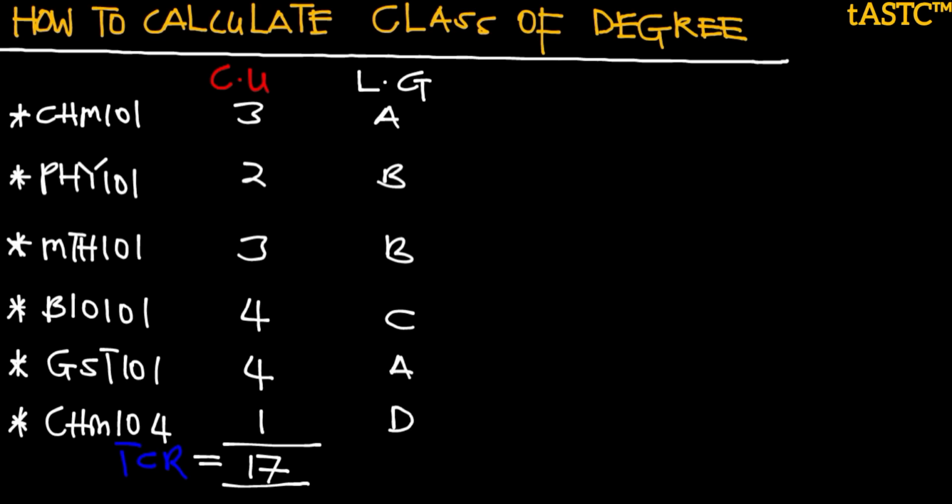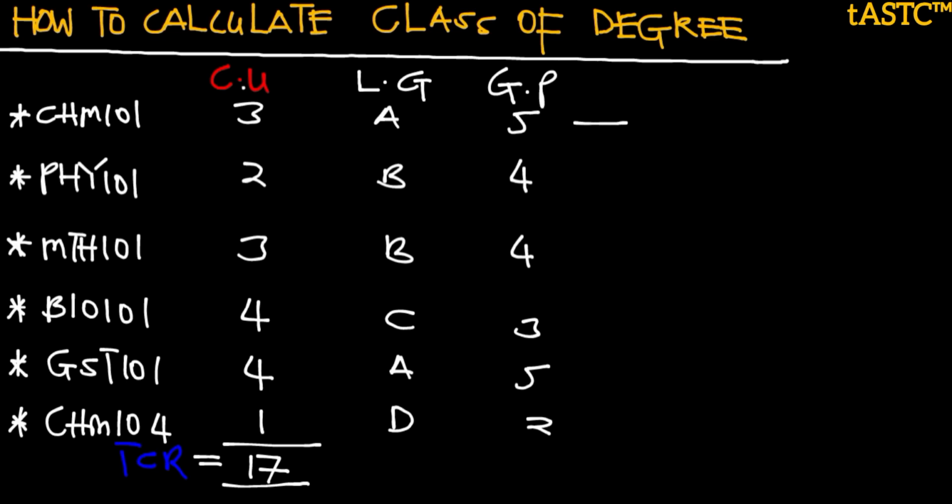Now you need to know what the GP of these grades are from what we said. So I'm going to write it over here. Now the GP for an A grade is actually 5. For this it is going to be a 4. This is going to be a 4. This would be a 3. This is a 5. And this is a 2. And the next thing you need to do is to multiply these credit units with these GPs.